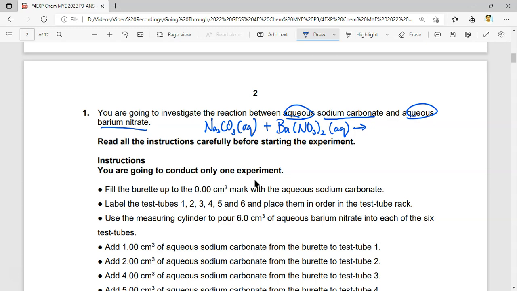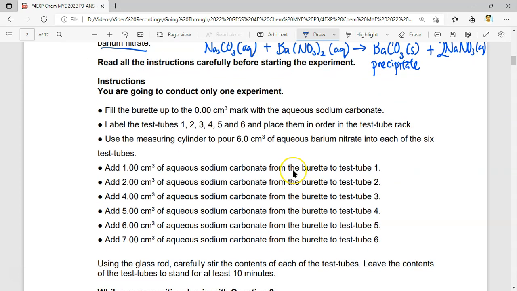So in actual fact, when you have these two mixed together, you're going to have barium carbonate, which is the precipitate that you're going to have, plus sodium nitrate. To balance it, two of them. So in this whole experiment, as we read, you know that in the reaction, you're going to measure how much precipitate is formed. So this is the experiment here.